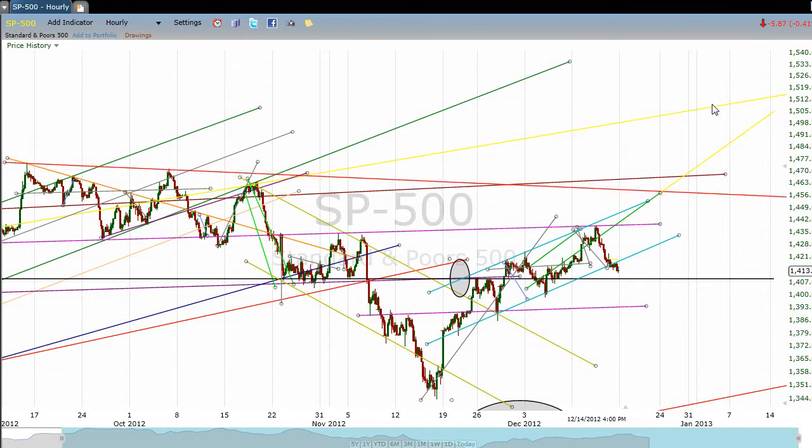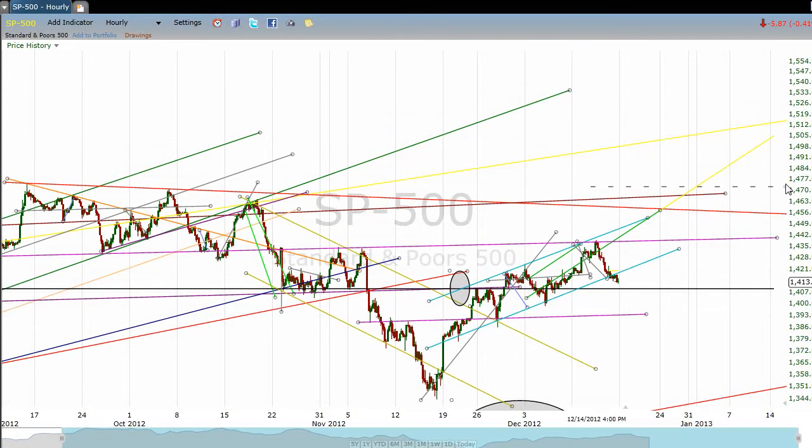Now, here's what I'm looking for in the intermediate term. I'm asking myself, honestly, are we going to now see an inverted head and shoulders pattern form here? If so, then we would be looking at a pattern that could potentially be pointing us to the mid-1500s.